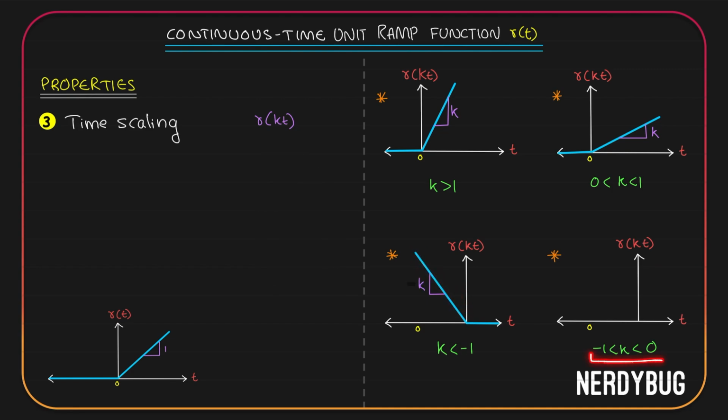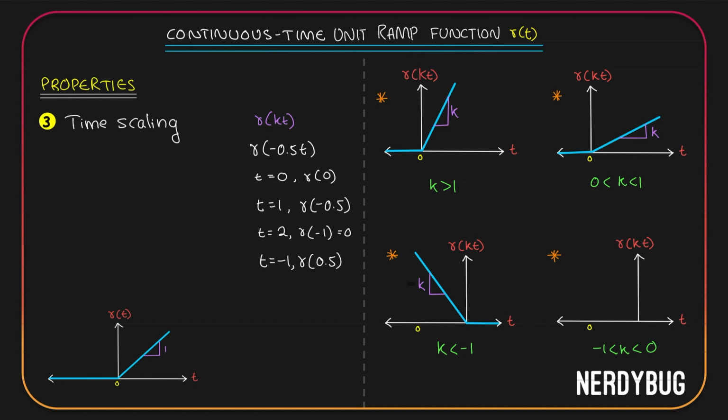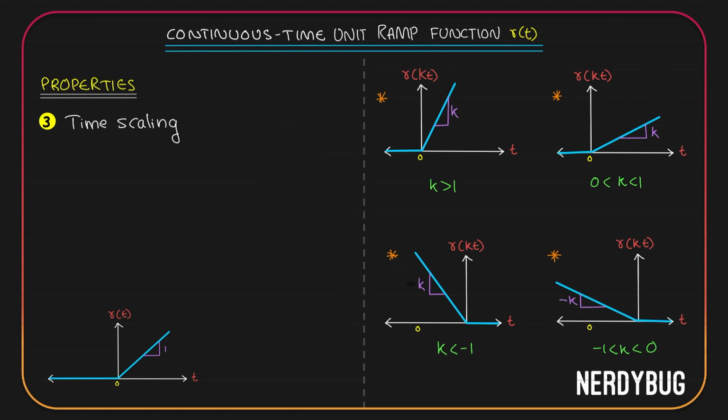The next case is when k is between minus 1 and 0. Taking an example, r of minus 0.5 t. At t equal to 0, we get r of 0, which is 0. At t equals 1, we're getting r of minus 0.5, which is 0. Similarly, if you take any positive value, you will get 0 only, just like this. Let's take a negative value now. If t is equal to minus 1, you get r of minus 0.5 multiplied by minus 1, r of 0.5, which is 0.5. If you take t equals minus 2, you get r of 1, that is 1. So it will look like this graph, but it will be slower, which means its slope is going to be lesser.